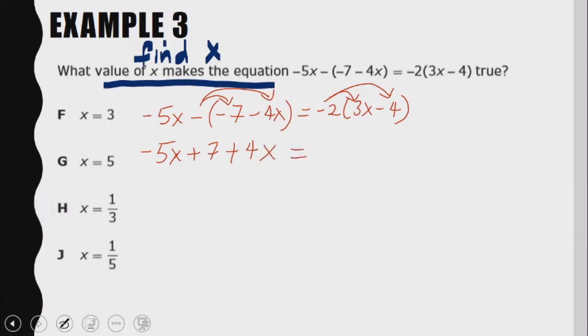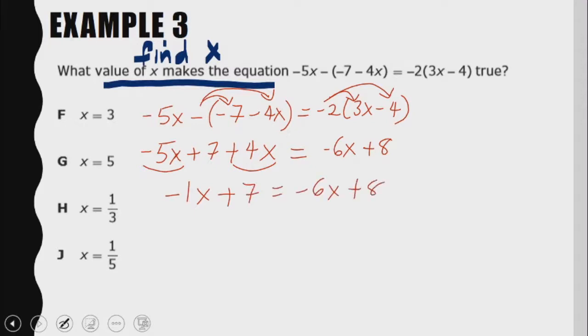So this is going to be negative 2 multiplied by 3. It's going to be negative 6x. Negative 2 multiplied by negative 4 is going to become positive 8. So now we need to simplify. Everything that has x on the left, we need to put together. So this is negative 5x plus 4x, which will be negative 1x, plus 7 equals negative 6x plus 8.